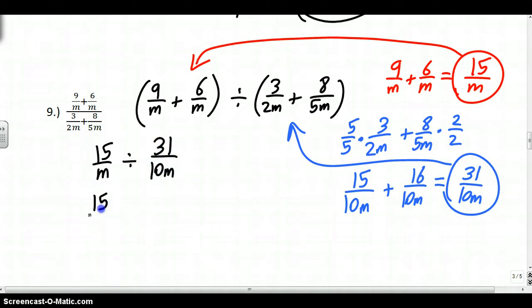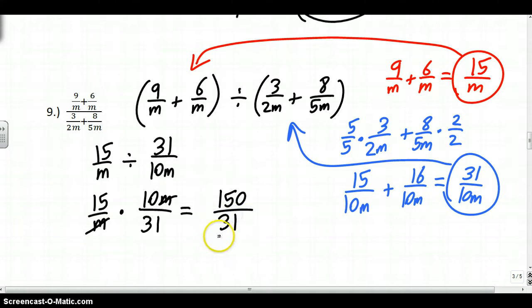And then you keep flip change. 15 over m times 10m over 31. Does anything cancel? You bet. The m's cancel out. So there's not even a variable left. What's 15 times 10? 150 over 31. Quick glance, nothing reduces because 31 is a prime number.